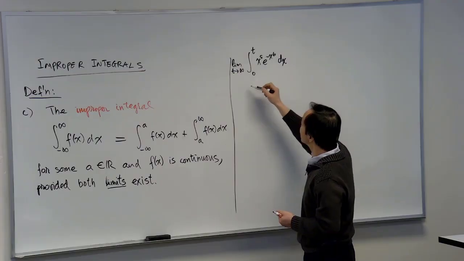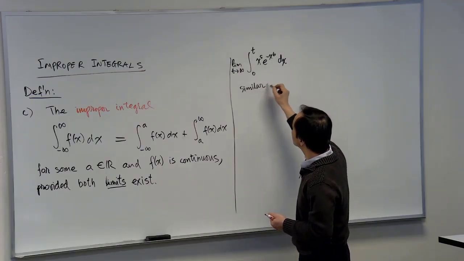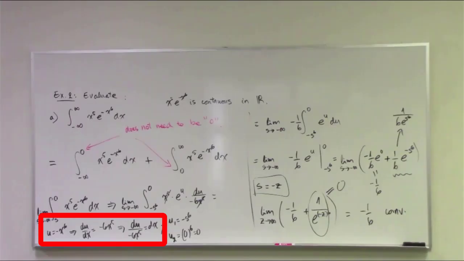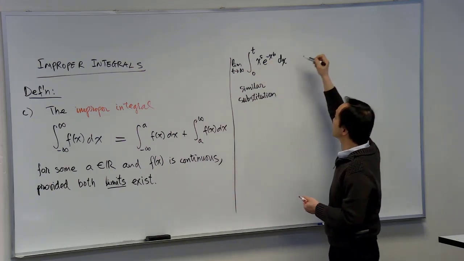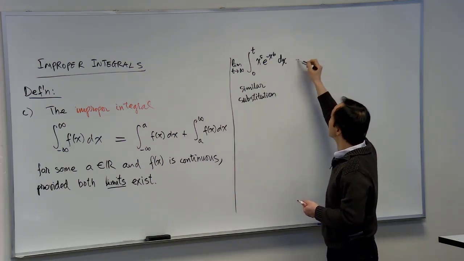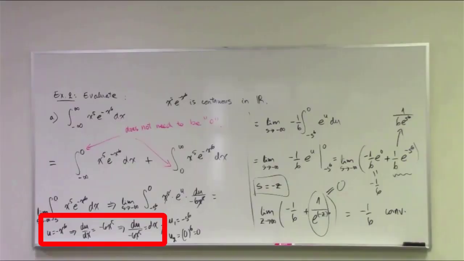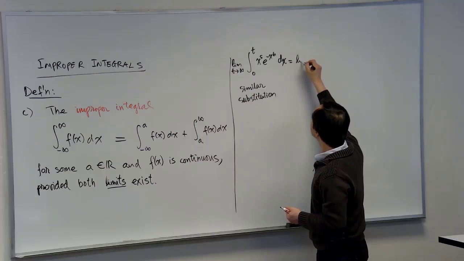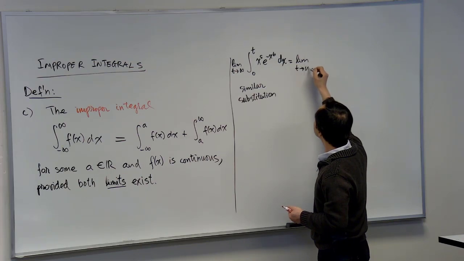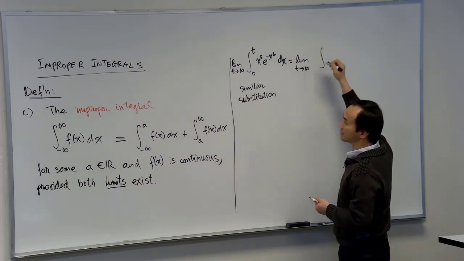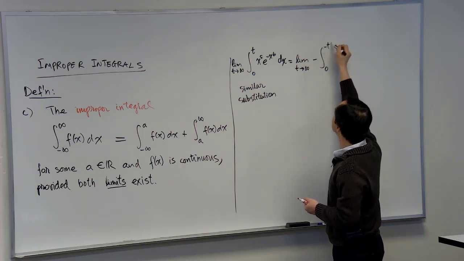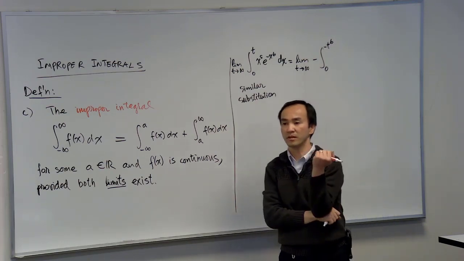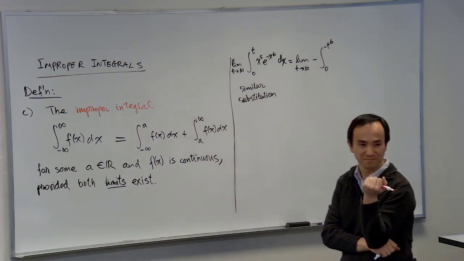So I'm going to say similar substitution. Okay. And let u equal minus x to the 6, right? And so your problem will become a limit, t going to positive infinity, and then your integral goes to minus, and here we have 0, but 2 minus t to the 6th power. That's how it happens, right?